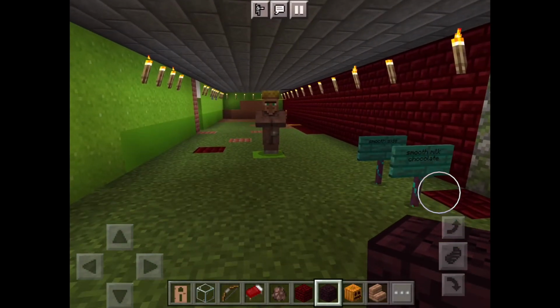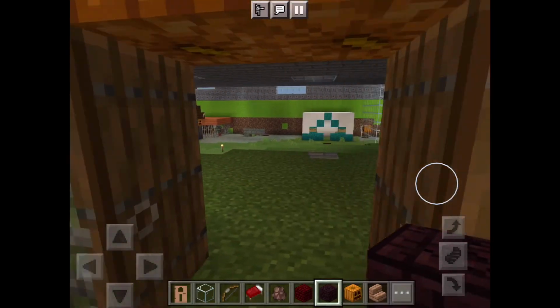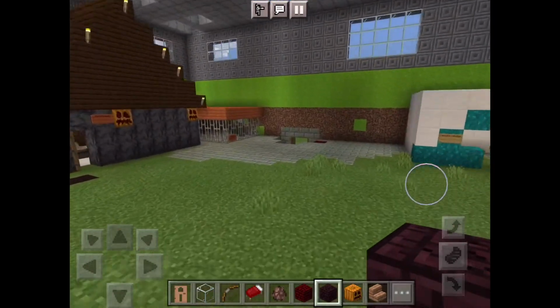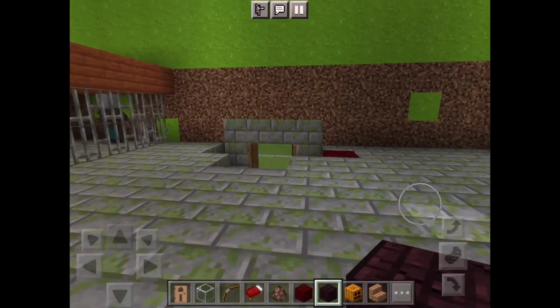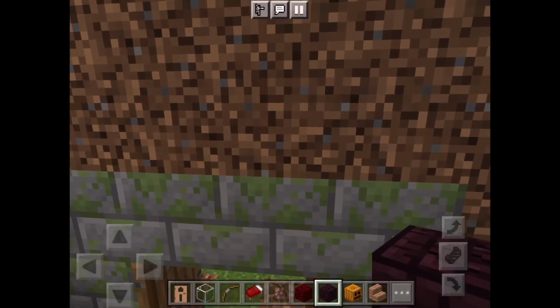And that is it. That is my plant cell. I'll give you a little preview of the outside again real quick.